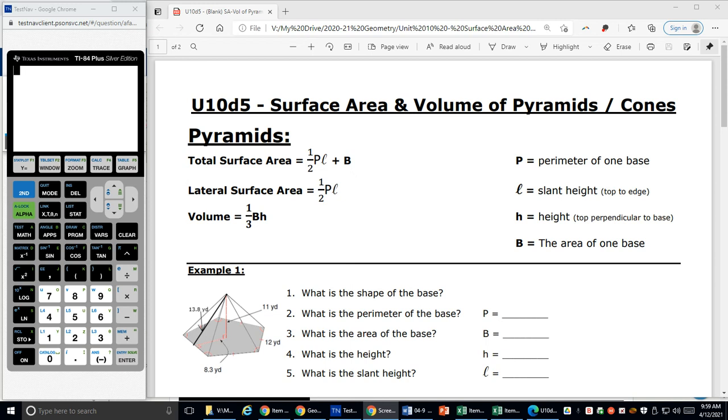Hi, and welcome to Unit 10, Day 5. Today we're going to look at surface area and volume of pyramids and cones, starting with our formulas for pyramids.